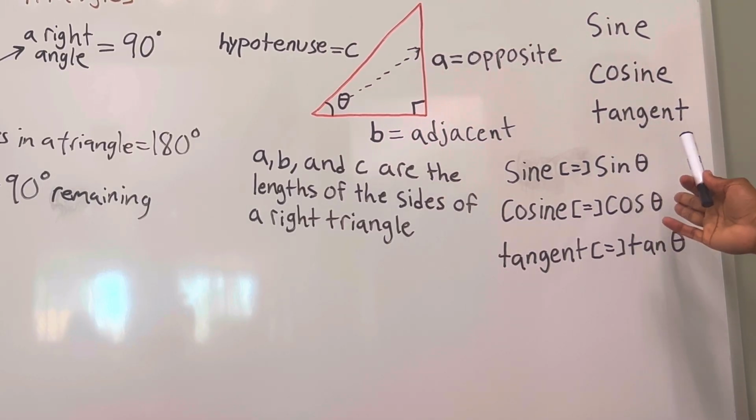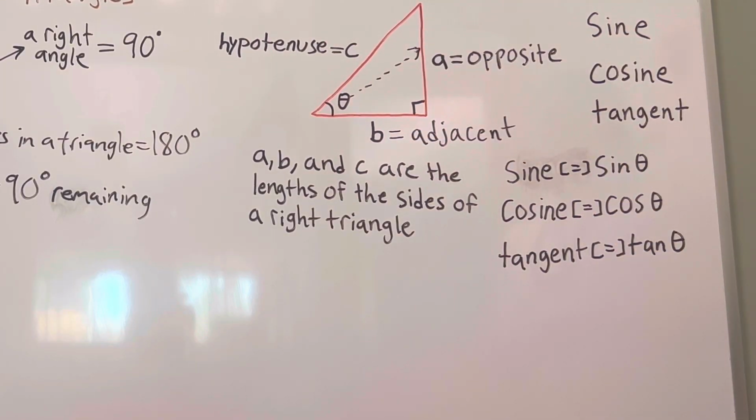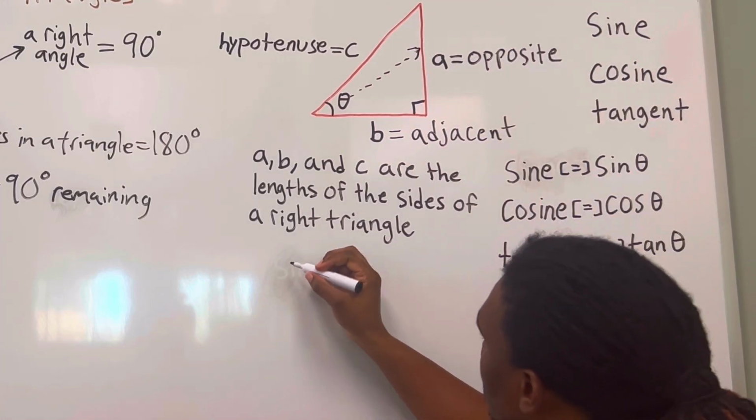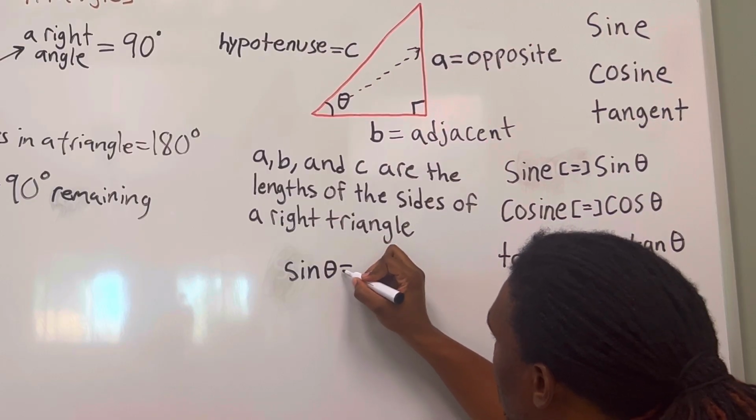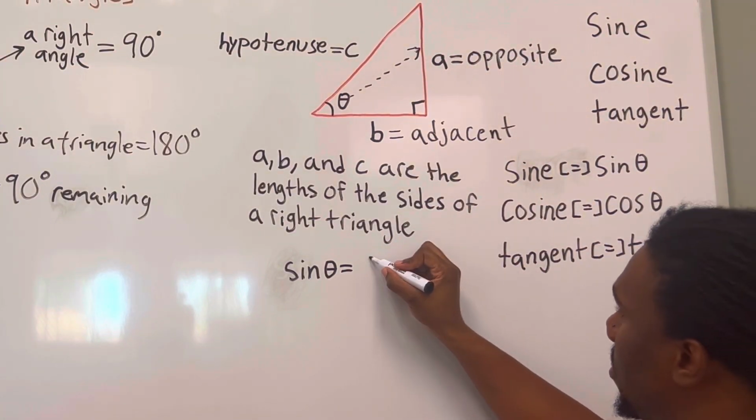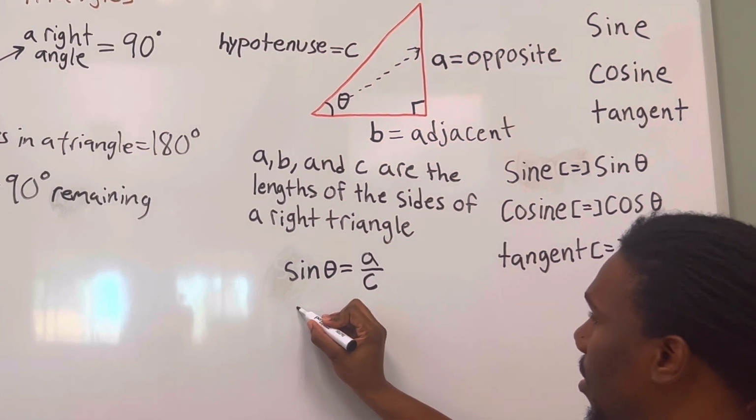Now that we have the trig functions for the angle theta, we need the equations to relate the sides of the right triangle to the angle theta. That's what we're about to get into right now. For sine, theta is related to the sides of the right triangle, A for opposite and C the hypotenuse, and it's related by A divided by C, or A over C.